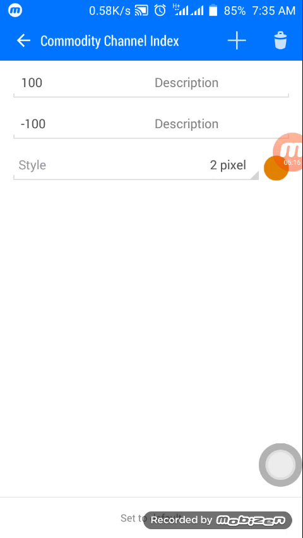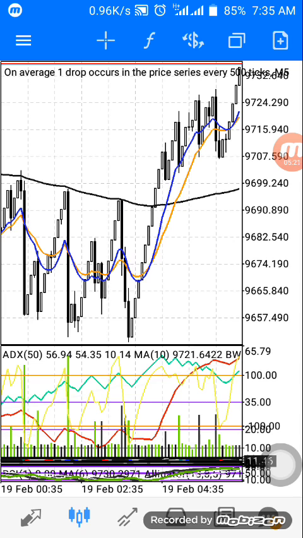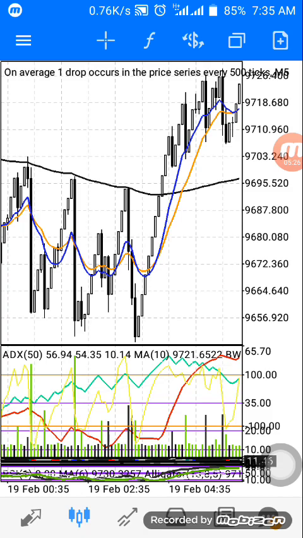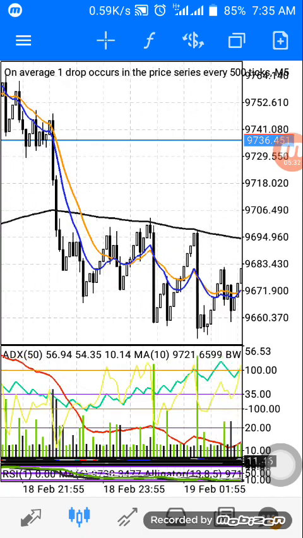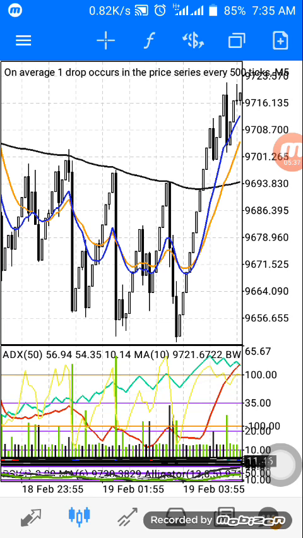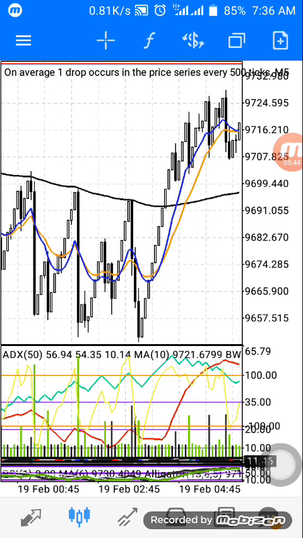Okay, now let's go to how it works. How does this work? Now this is an entry. We enter when we are having the red moving average. Actually, we are more focused on the red average and the levels on the commodity channel index and the average directional movement index. Okay, now the red line, when it is crossing over the level of 20, that is when we're going to buy.